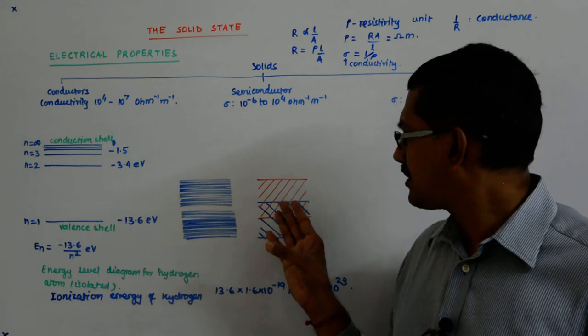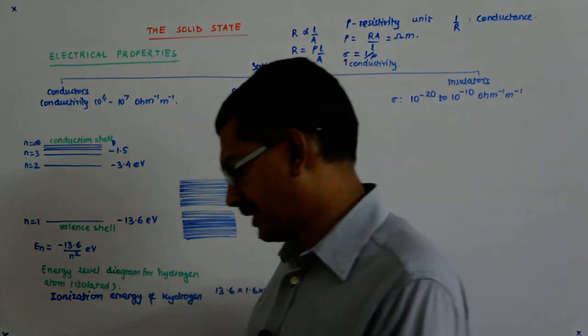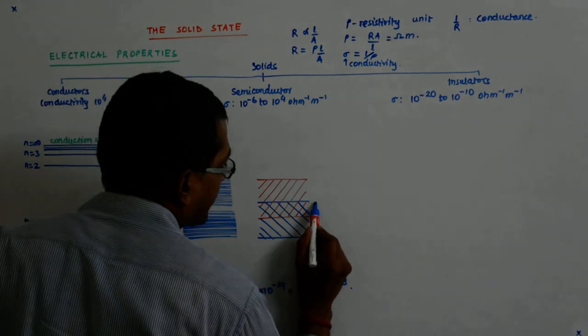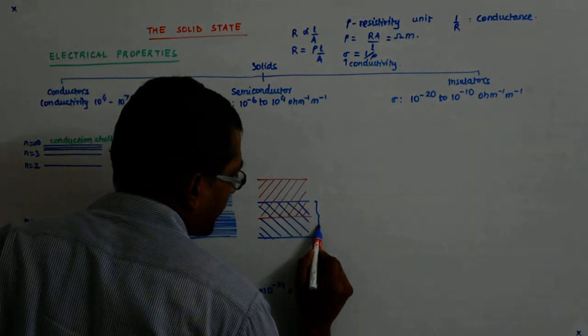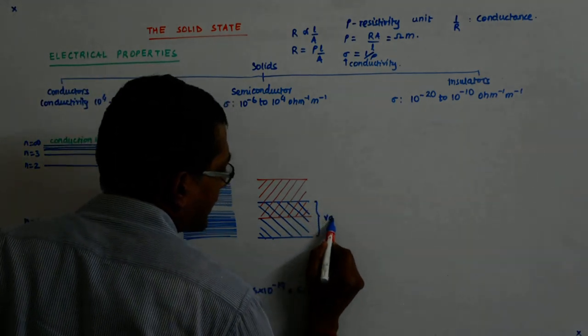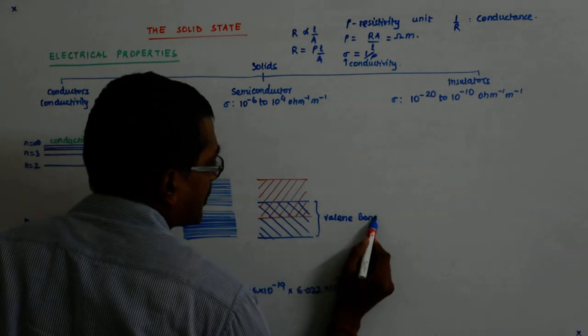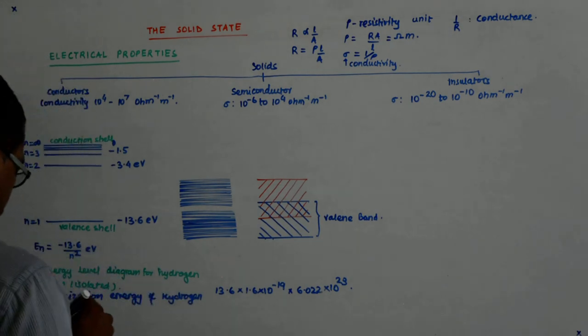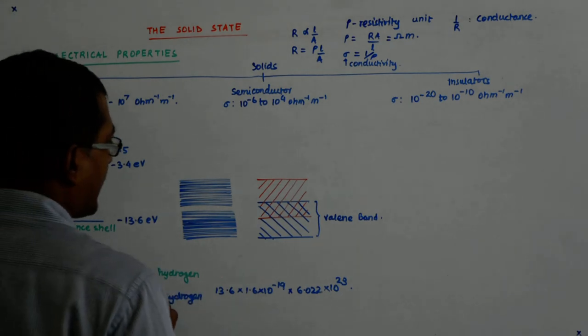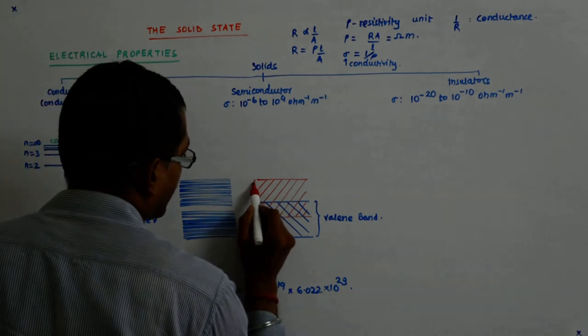So at a given time, I have my valence band like that. Valence band. And this is my conduction band.